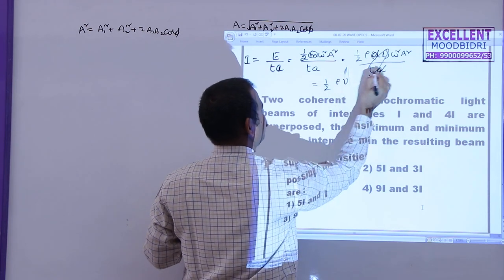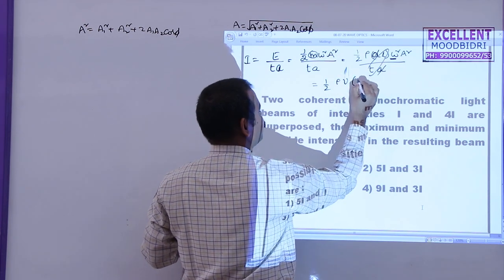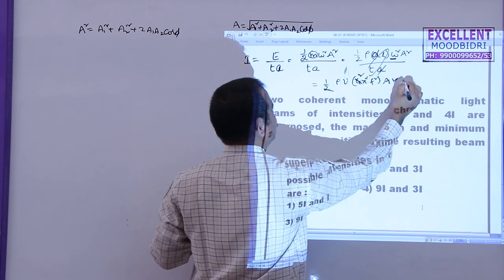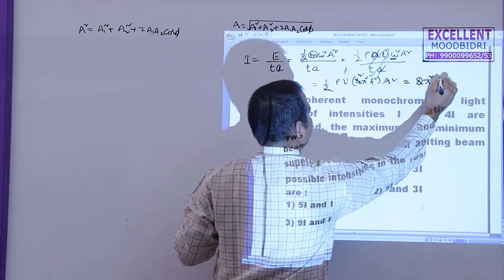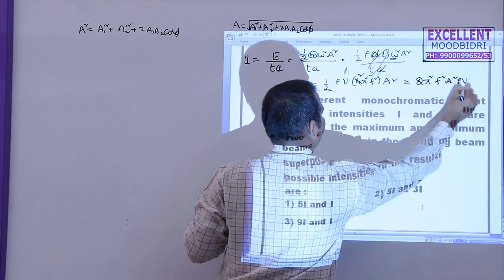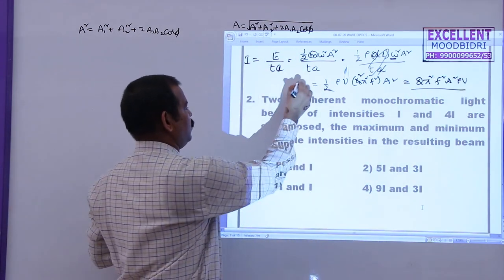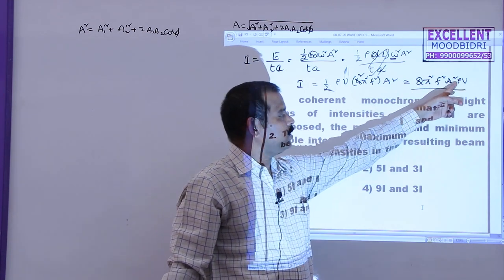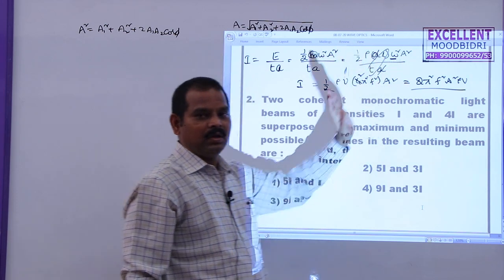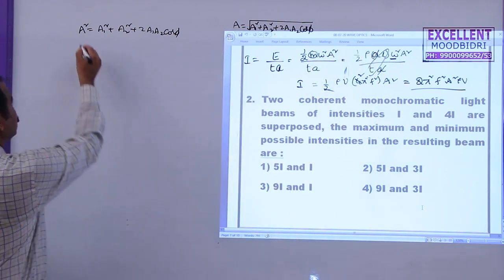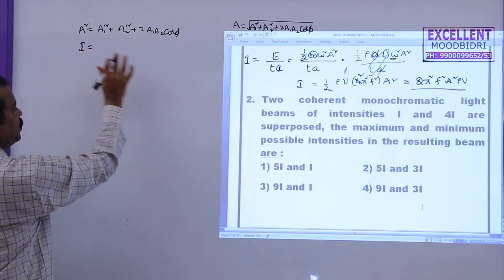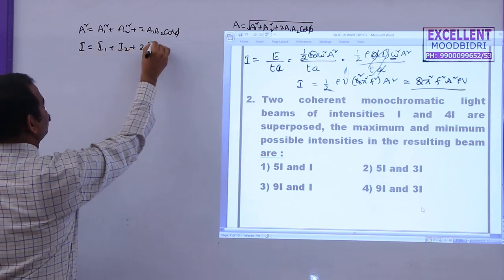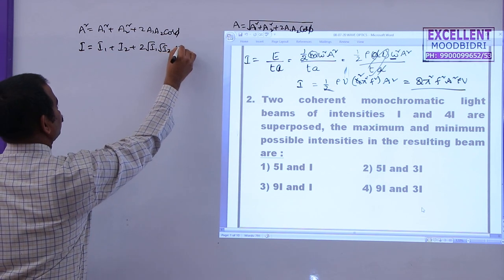So half rho V. Omega is 2 pi f. Squaring on both sides, 4 pi square f square a square. 2 gets cancelled. This will become 2 pi square f square a square rho V. So intensity of a wave is given by 2, pi constant, frequency constant, density constant, velocity constant, so it only depends on amplitude. So this A square can be written as I, this is I1, this is I2, 2 root I1 root I2 cos phi.